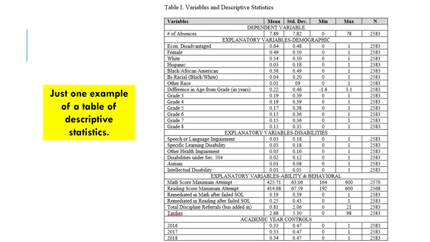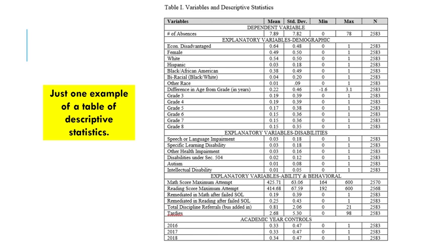This is a study that I did for a school system, and we're simply describing the data set. And notice, before we even get into any sophisticated analysis, and this is a big project with regression analysis and such, I'm reporting the mean and the standard deviation, the min, the max, and the number of observations that I have for each of the variables. So this is just one example of a table of descriptive statistics.